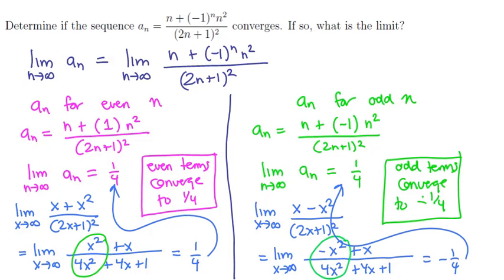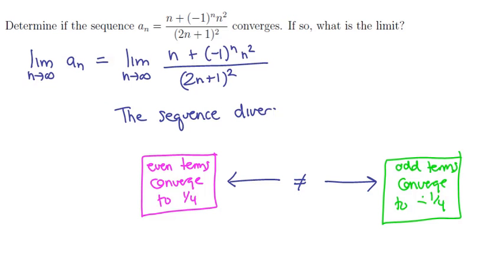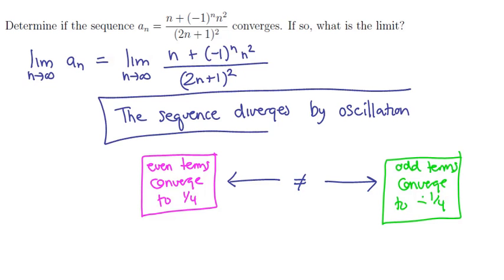Now, putting together the two parts of our argument right here, we see that the odd terms and the even terms don't converge to the same value. And so that allows us to conclude that this sequence right here does not converge. It diverges. In fact, it diverges by oscillating between 1/4 and -1/4. And there's our answer.